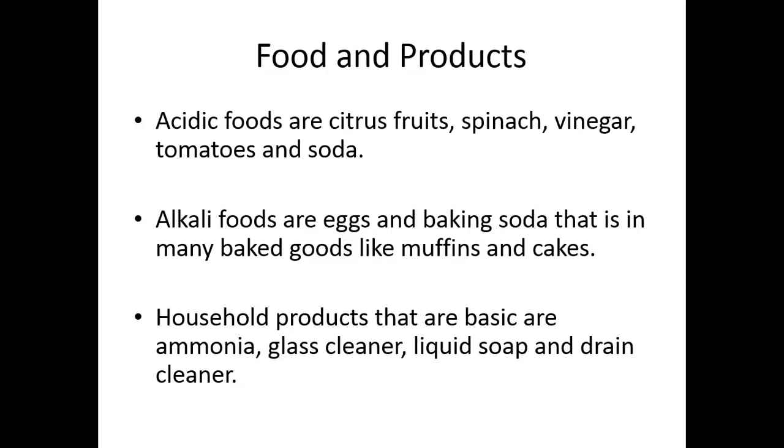Okay, foods and products that are acids and bases. Acidic foods are citrus fruits, spinach, vinegar, tomatoes, and soda. Alkali foods include eggs and baking soda. Baking soda is in baked goods like cakes and muffins. And some household products that are basic are ammonia, glass cleaner, liquid soap, and drain cleaner.